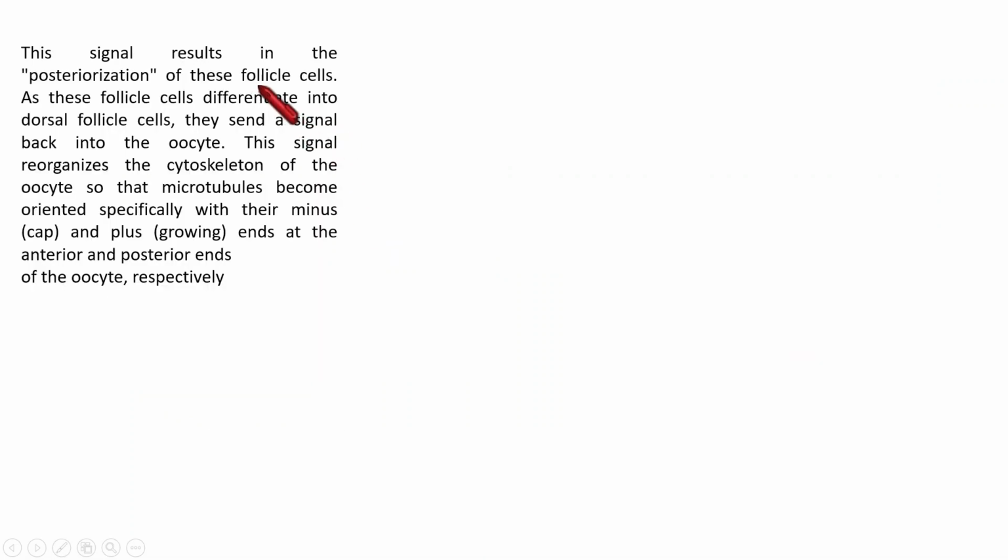The follicle cells in the posterior end receive that Gurken protein with the help of a receptor encoded by the torpedo gene. This follicle cell sends a signal back to the oocyte, and what does that signal do? It results in the reorganization of what? Reorganization of the cytoskeleton present in the oocyte. In what fashion is it reorganizing?